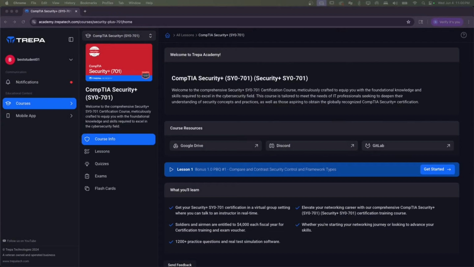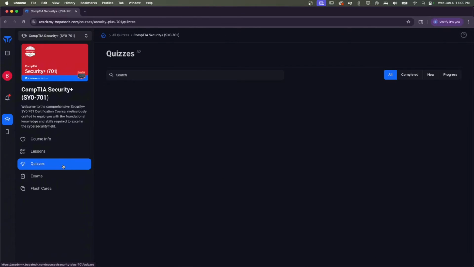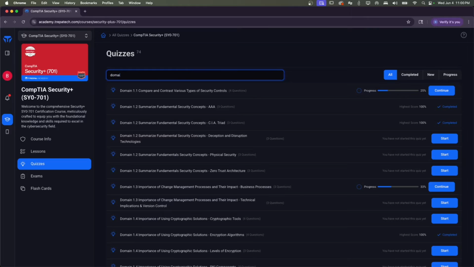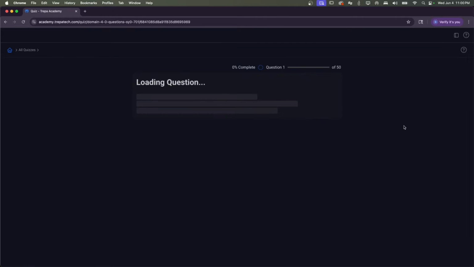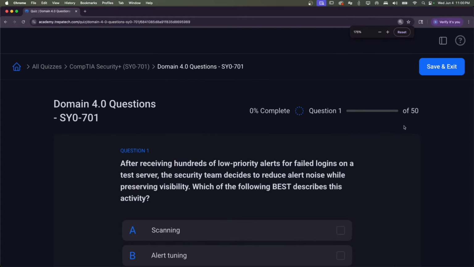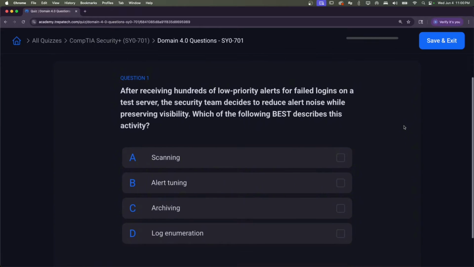So I'm at my learning management system here. Now let's go to our domain 4 questions. So I'm going to click on quizzes. I'm going to search up here for just domain 4, and we got 50 SY0-701 questions. Let's go ahead and get started. I'm going to zoom in here. Okay, that looks pretty good. Let's do it. So question 1.